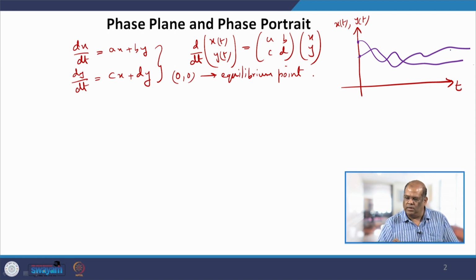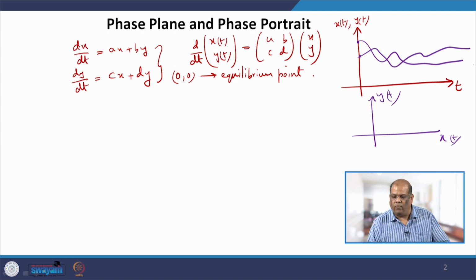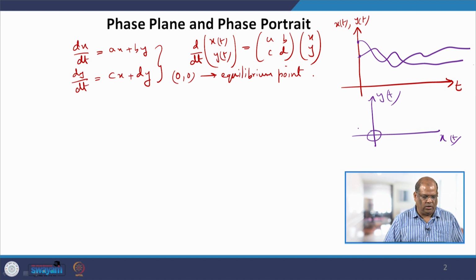But the idea is that if you now want to plot against x(t) and y(t), then what will you get? You think of the solution to this system as points in this plane x y, and the equilibrium solution will now correspond to this origin. This x y plane is called the phase plane.